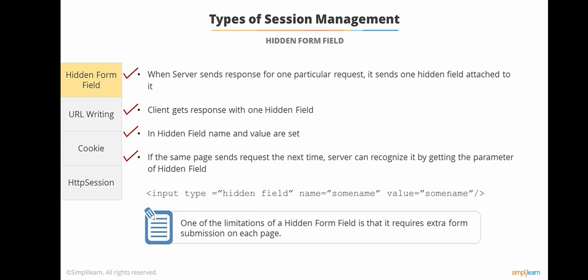If the same page sends the request the next time, the server can recognize it by getting the parameter of the hidden field. So here is the syntax: input type equal to hidden, name equal to the key, and value equal to the value. One of the limitations of a hidden form field is that it requires extra form submission on each page.